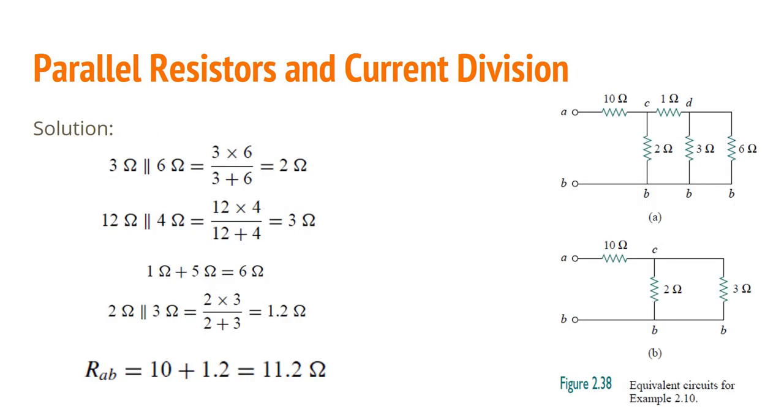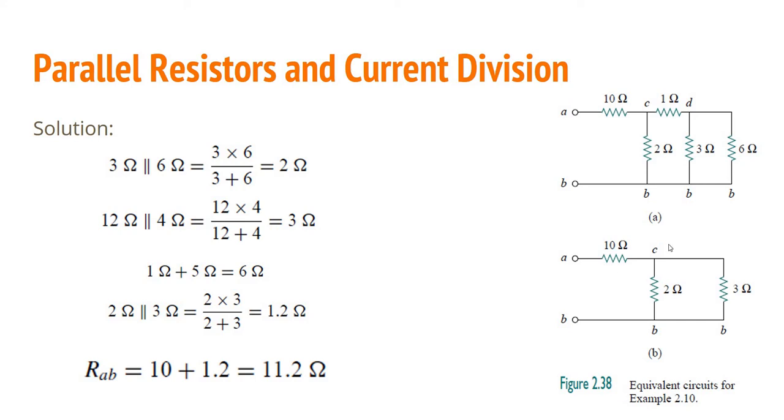Okay, so mo ni siya ang equivalent circuit. So, 3 ohms and 6 ohms in parallel. So, equivalent nila is 2 ohms. So, 2 ohms plus 1 ohm, 3 ohms. So, 3 ohms in parallel with 2 ohms, morning 1.2 ohms. Okay, so 1.2 ohms. So, 2 ohms in parallel with 3 ohms, equivalent nila is 1.2 ohms.